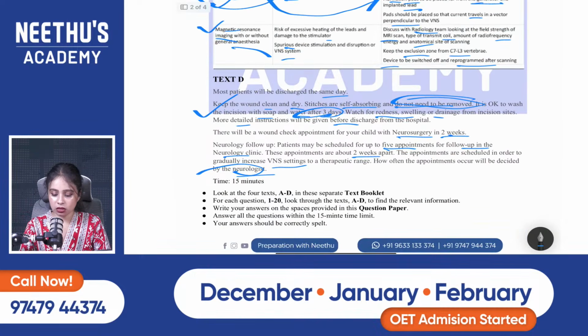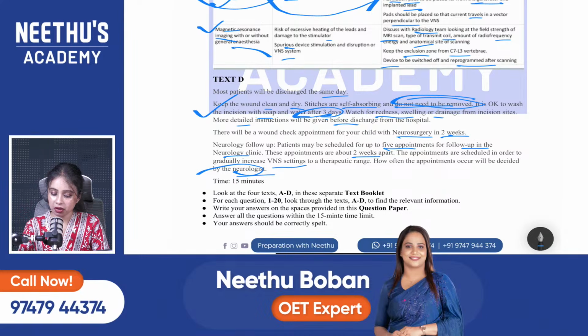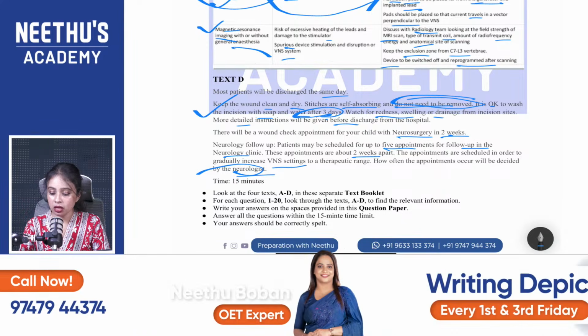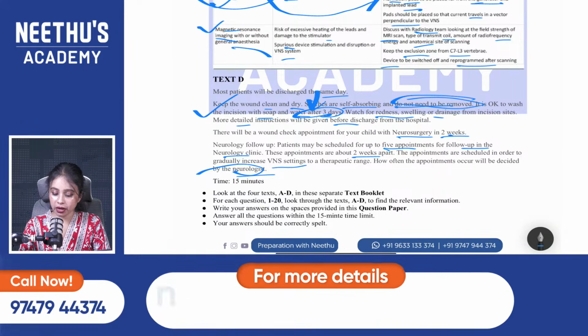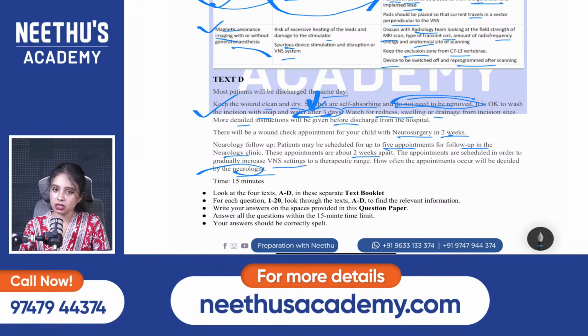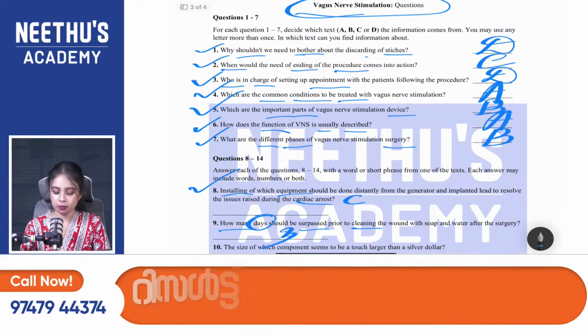Okay. It is 3. Don't write 3 days. This is where the answer comes. In text D, the second line. It is okay to wash the incision with soap and water after, which means prior, 3 days. How many days? 3. So answer is 3.